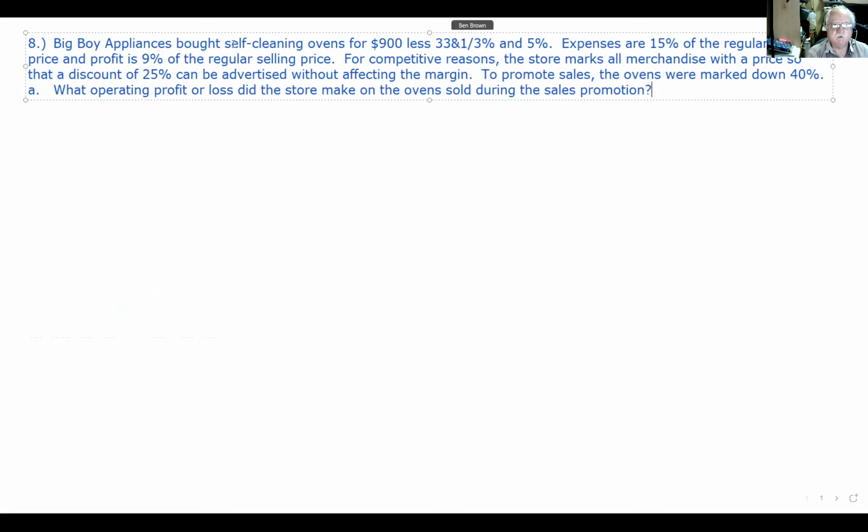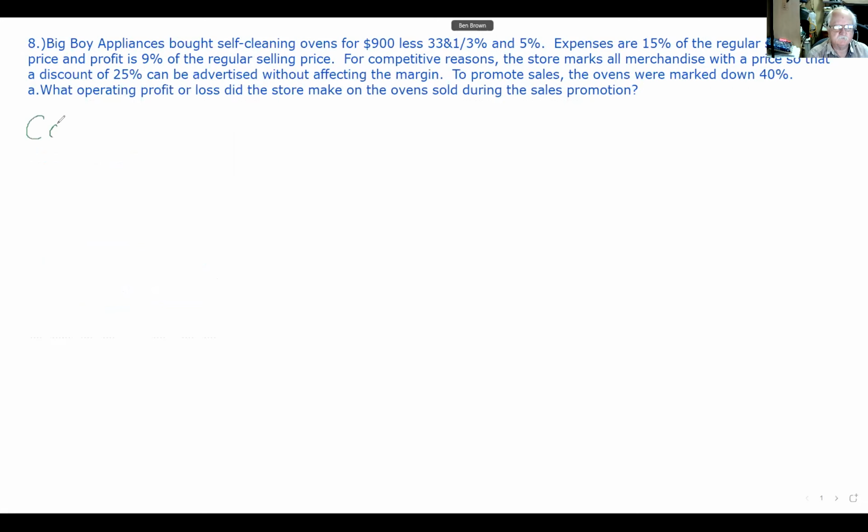Big Boy Appliances bought self-cleaning ovens for 900, less 33.33% and 5%. So the first thing we need to figure out is their cost. And I'll just hang around here, pretend I'm earning a living until you guys figure out what the cost is.